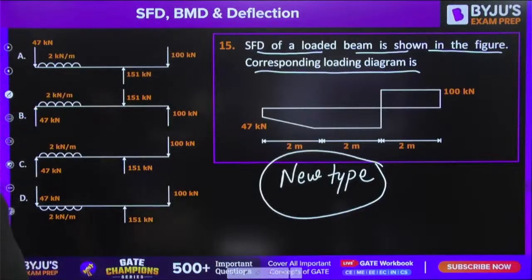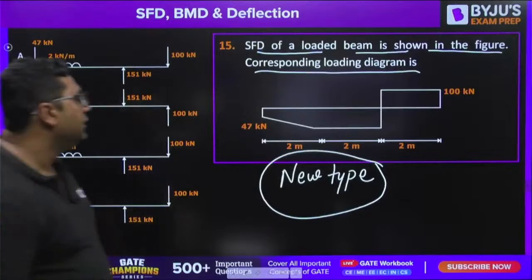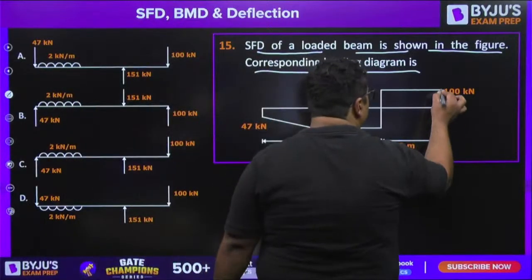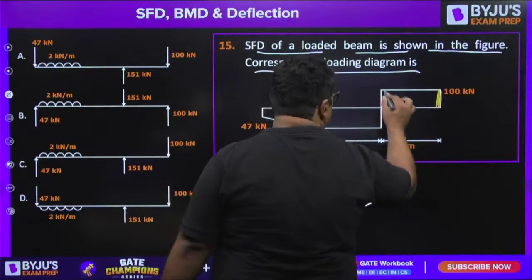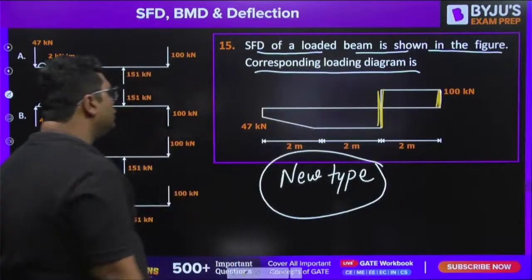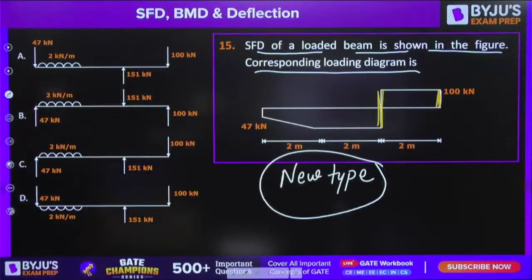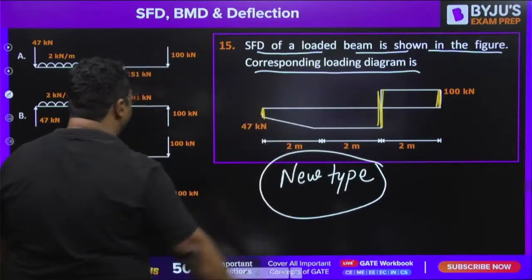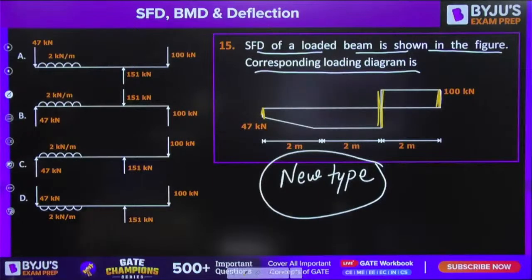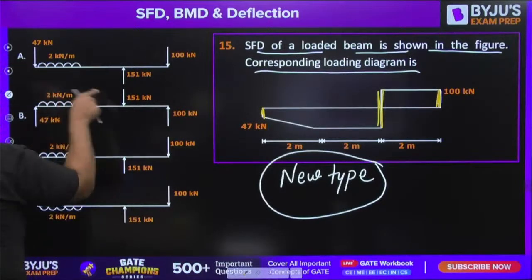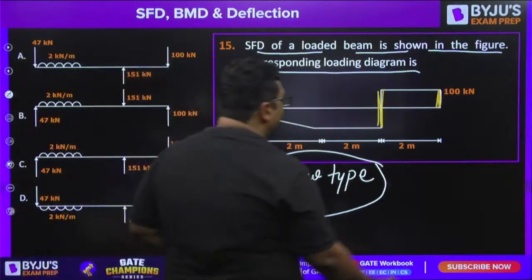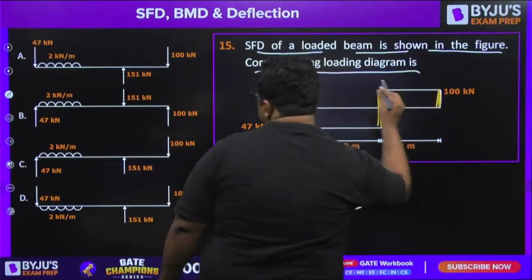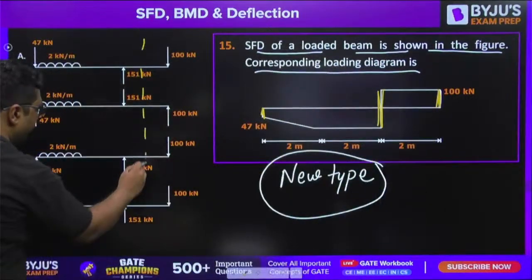So the answer for this question, guys, if we see, you can see there is one jump here. Let me show with the other color. One jump here, other jump here. So there are 3 jumps. So if you see, here also 3 loads, here also 3 loads. Whenever we are talking about this kind of thing, we need to go with sign convention. So let us take a section here.